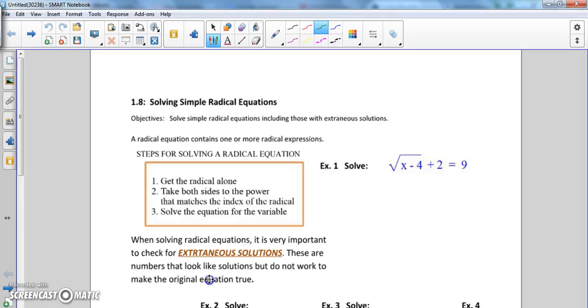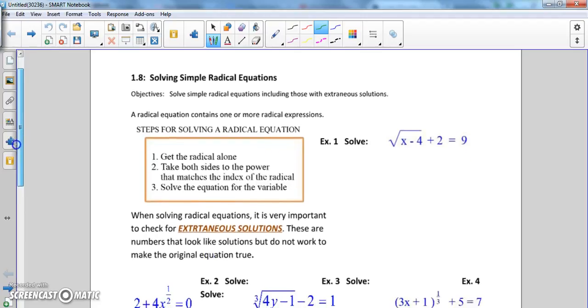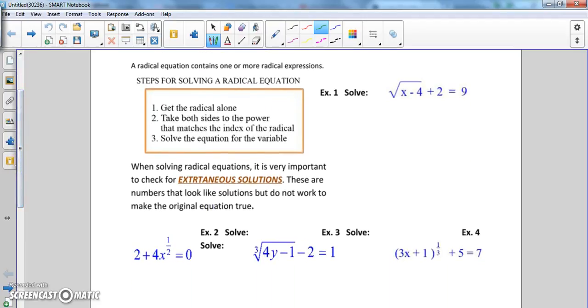Moving on to 1.8, simplifying radical equations. So our goal is to solve simple radical equations, including those with extraneous solutions. A radical equation contains one or more radical expressions, something with a square root or cube root symbol. So here's what you do. First of all, you want to get the radical alone. So here's my radical, square root of x minus 4. There's a plus 2 attached to it. So how do we get rid of that? We subtract it, leaving me radical x plus 4 equals 7.